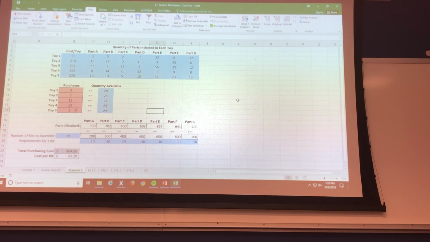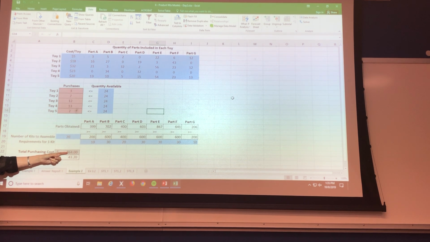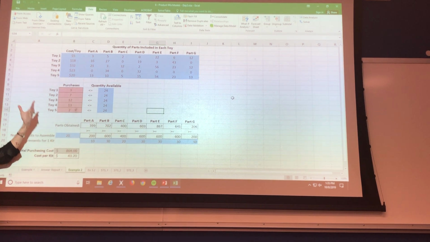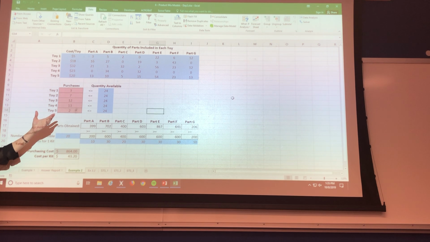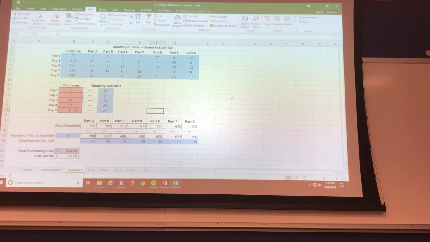But it wasn't really holding us back from saving money. I mean, yes, a little bit. We went from $871 to $864. By having another toy 4 available to us, we saved $7. That was it. We don't know that from the original solution without running some other things or just testing it out like we just did.